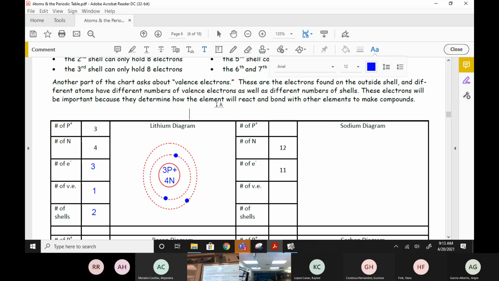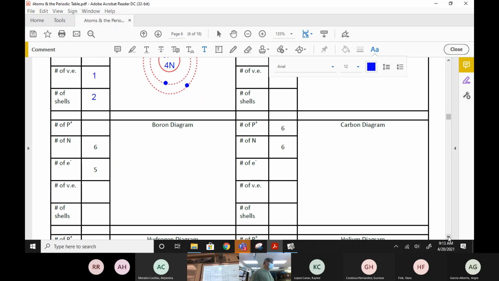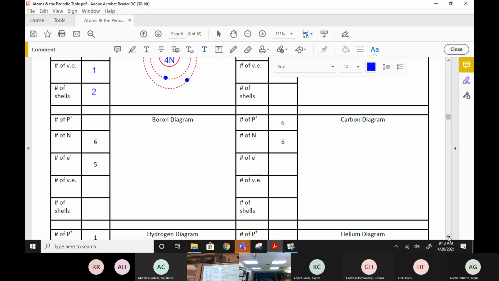Okay, so we're going to take the next, I don't know, 15 minutes or so for you to draw the other ones. The remaining 5. Sodium is the biggest one that there is on there. So in a way, it's a little more complicated. Why don't we work our way down the table instead of across? So why don't you guys go to boron next?